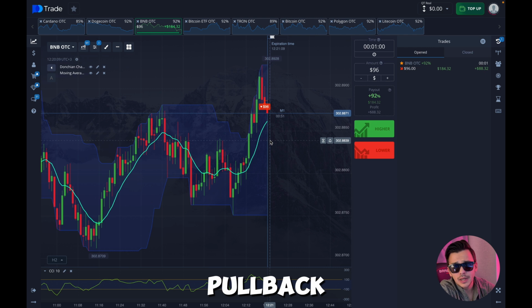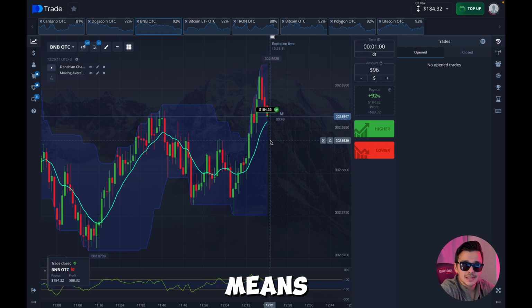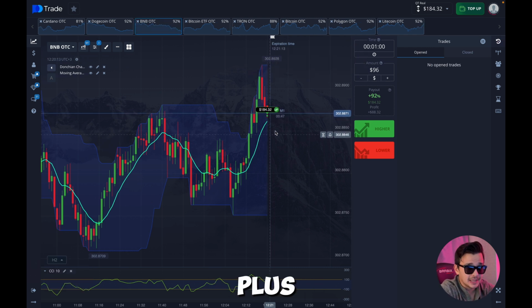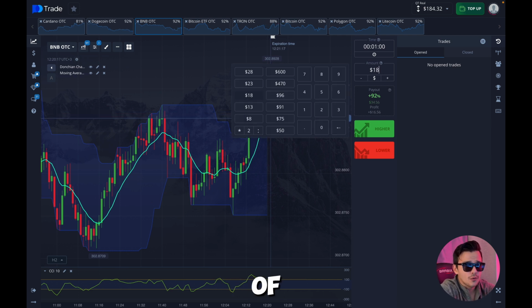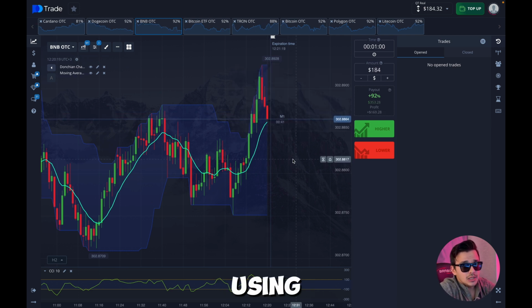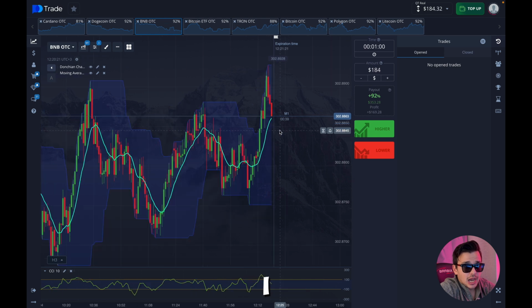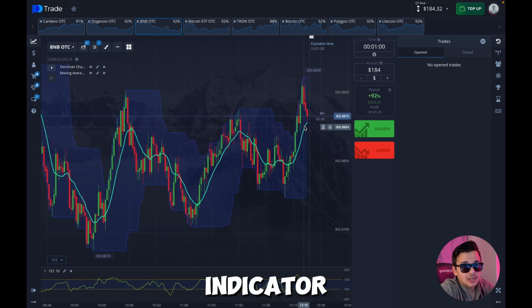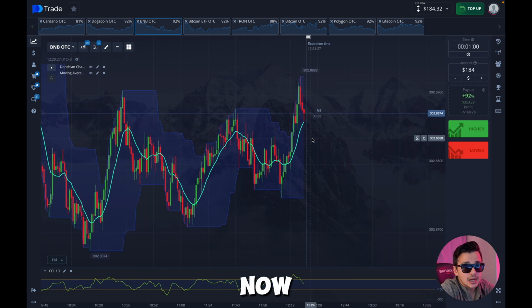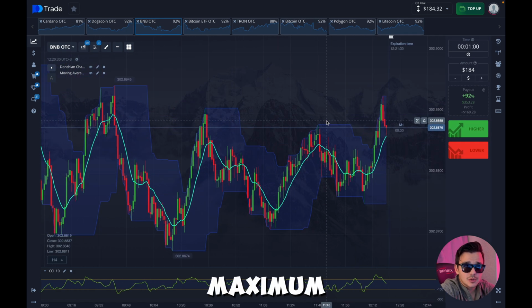I have got a pullback going on, and that means I've closed the trade in the plus side. It's not working for me to open the trade yet, of course. Using a weighted moving average, I will try to pick an entry using this indicator. Also, let's now open a trade for the maximum balance.